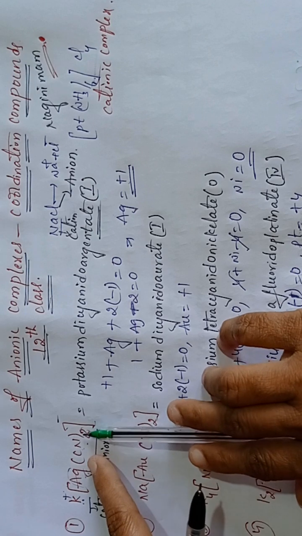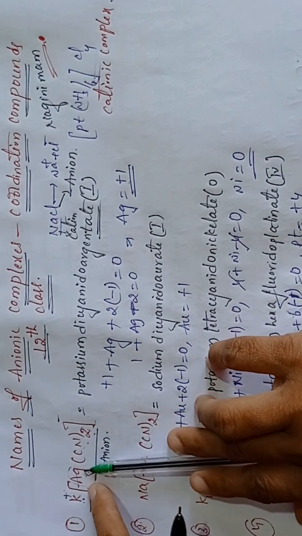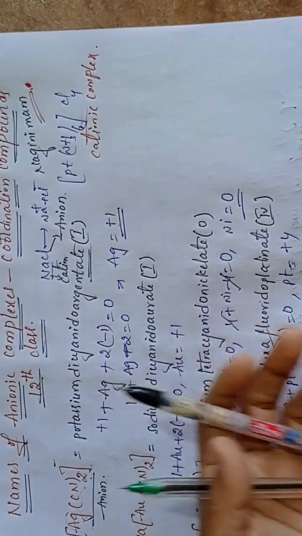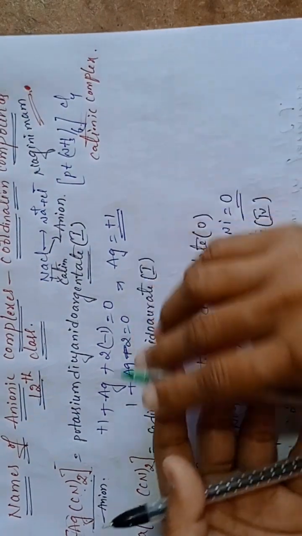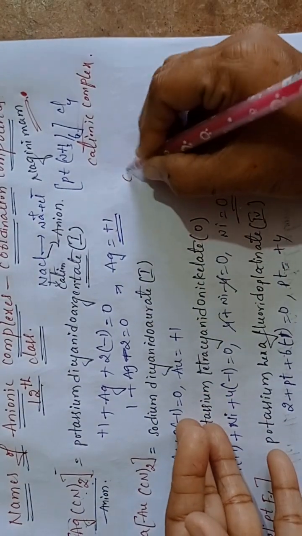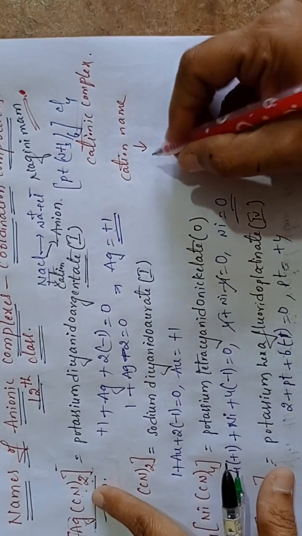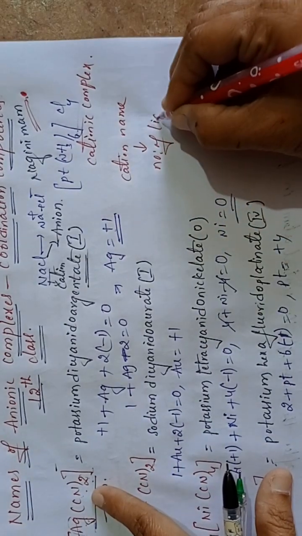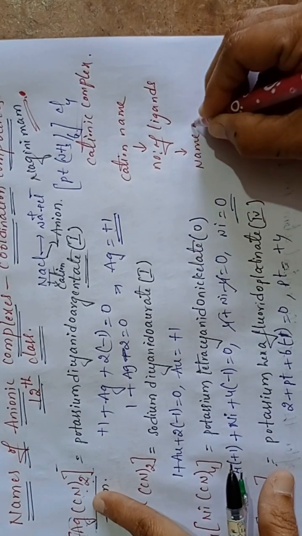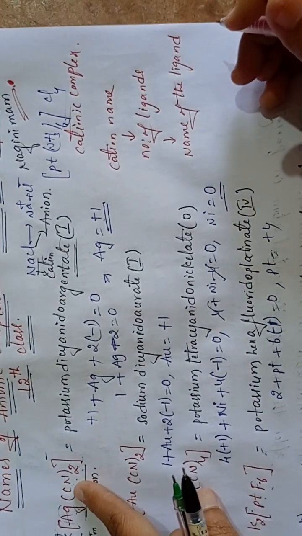Okay, now in the coordination zone: number of ligands, name of the ligand, name of the central atom, and oxidation state of the central atom. This is the sequence. Are you clear? So what is the sequence we followed, students? First the cation name. Cations are named first. Next, what should we write? Number of ligands. Next one, name of the ligand. Clear? Name of the ligand we should write.